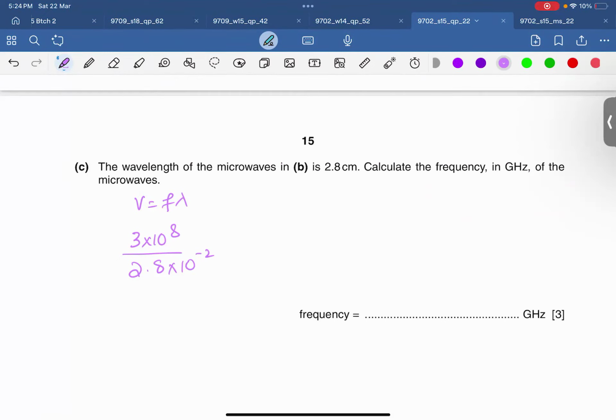You get 1.07 in 10 to the power 10. Okay, 1.1 exponent 10. So they're asking in gigahertz. So 1.1 into 10 to the power 9.